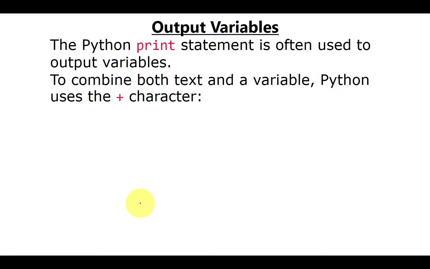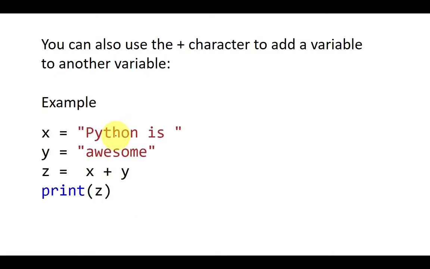Output variable. The Python print statement is often used to output variables. To combine both text and variables, Python uses the plus character. Now I'm going to give you an example of this and how it's being used. You can also use the plus character to add a variable to another variable. Example, we're going to add Python is, then we're going to add y, this is the variable name, the x is also a variable name, and this is our value right here.